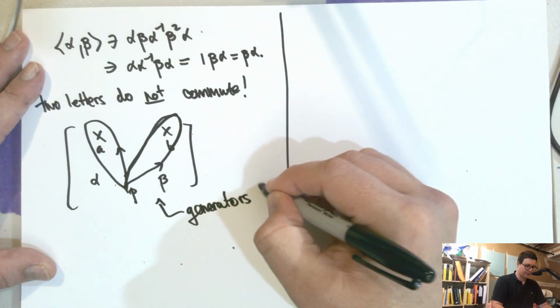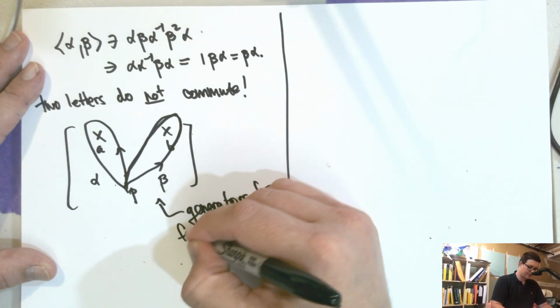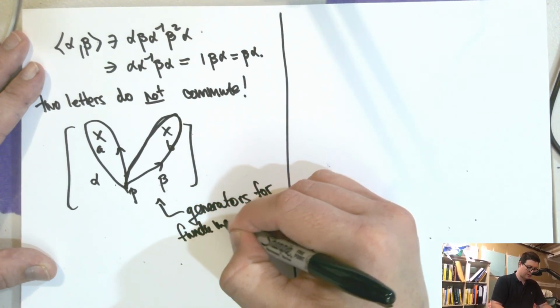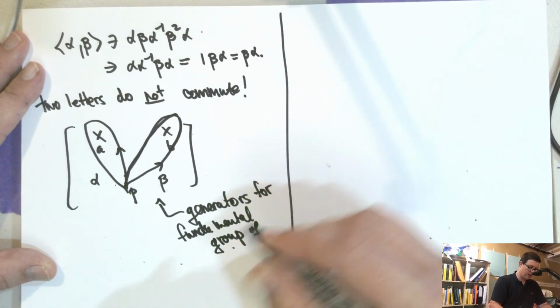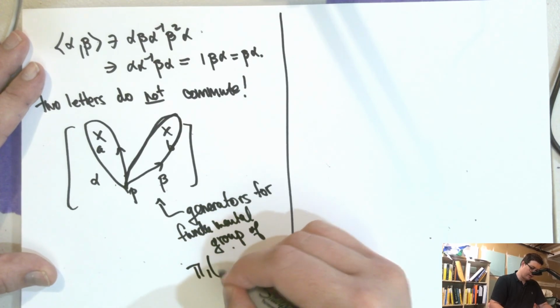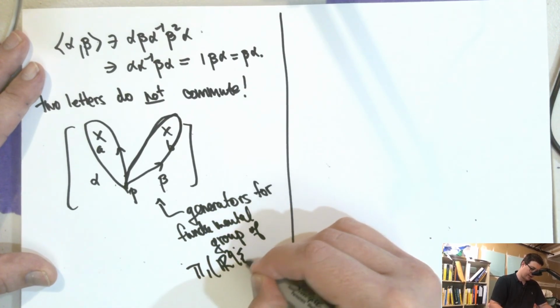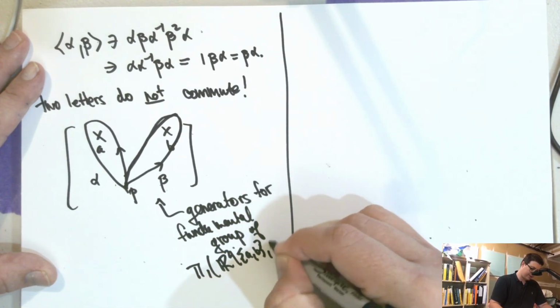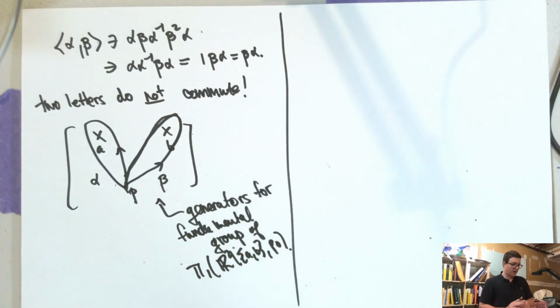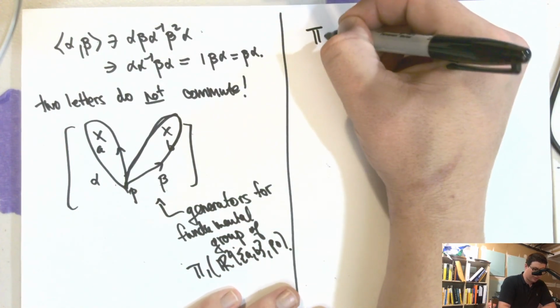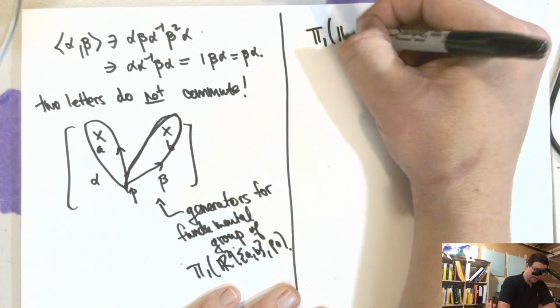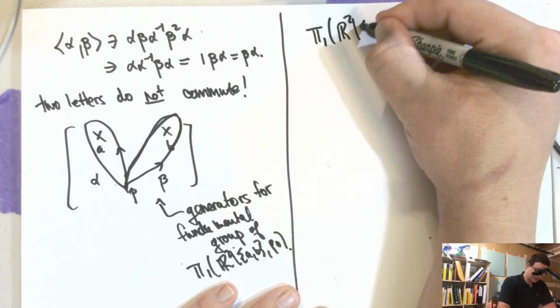These are generators for the fundamental group of pi 1 of R2 set minus A, B, based at P naught. Okay, so another thing that's easy to see about this is, so we're talking about these group homomorphisms, right? So what about this? This is maybe the easiest one to do.